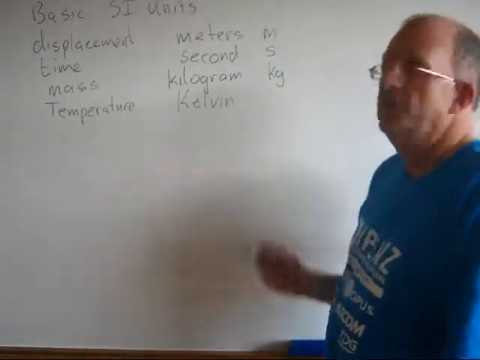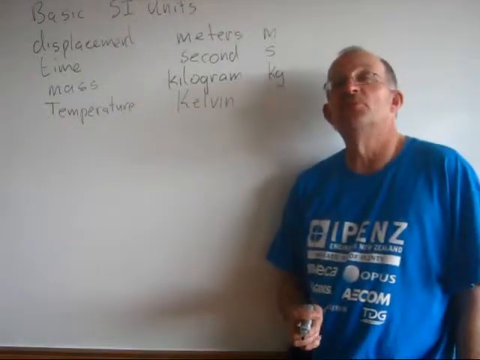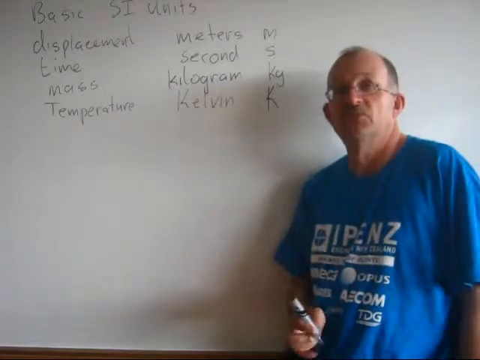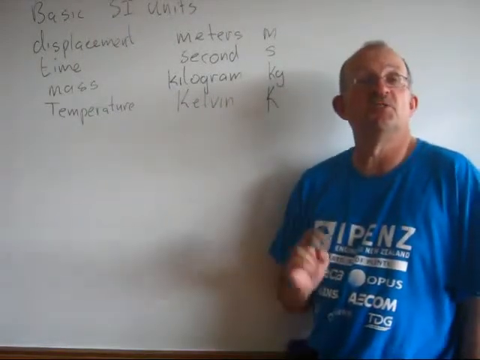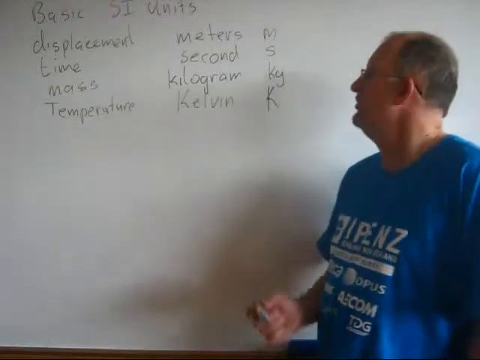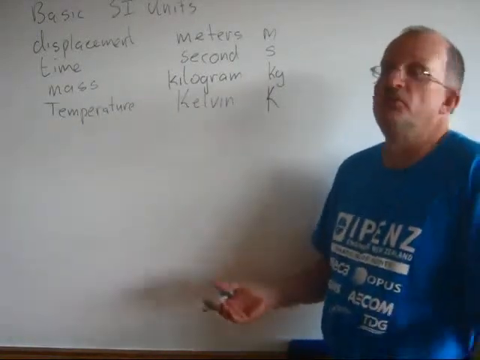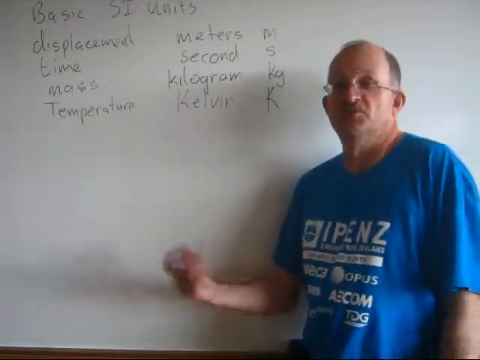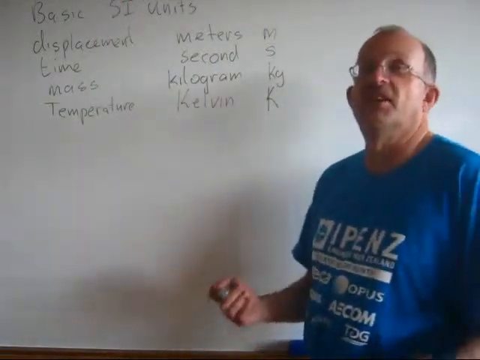So Kelvin, because Kelvin was a real guy, Lord Kelvin, he gets a capital K. As a rule with units, if the person was a real person, then they get a capital letter. So Newton's, because Newton was a real guy, capital N. Curie's, because Madame Curie was a real person, her unit gets a capital Cu.